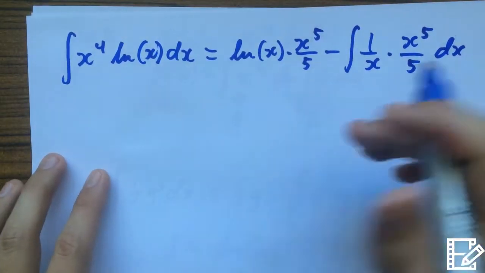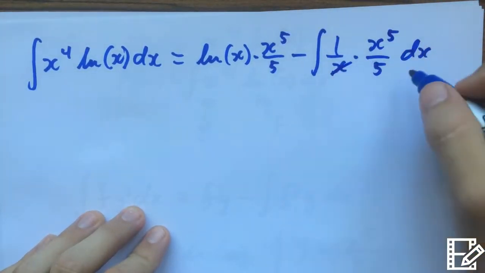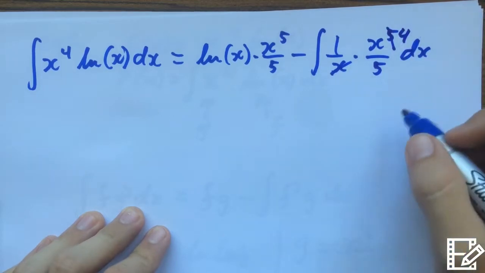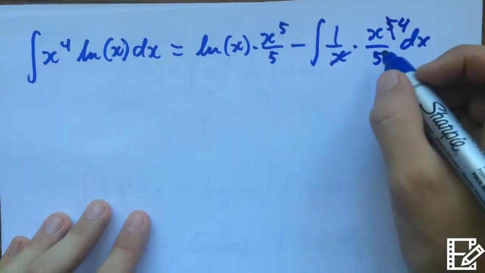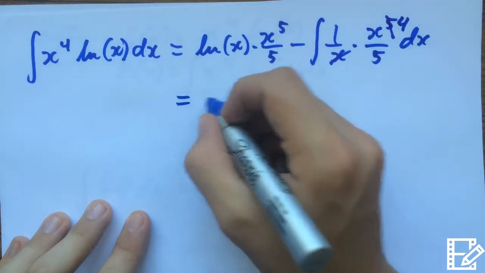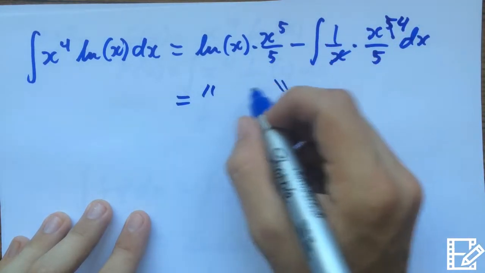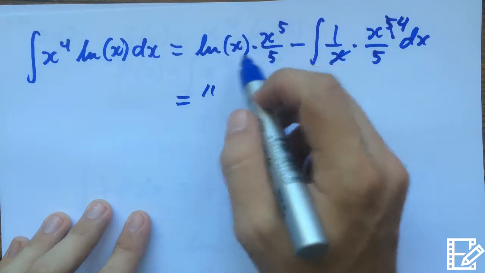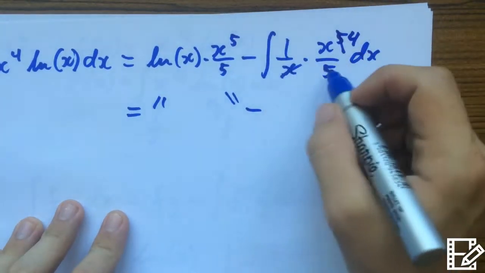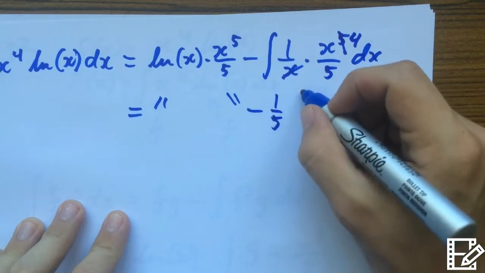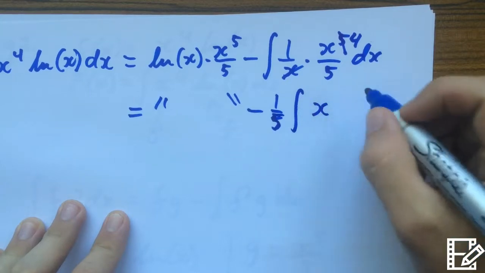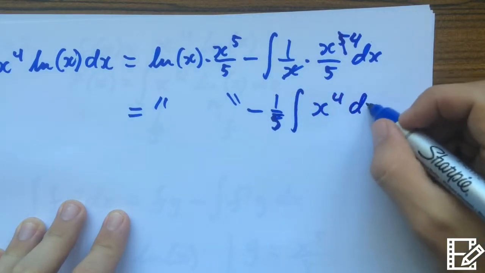Okay, so we can cancel out this x and we can cancel out one of them up here. So this will now be a 4. And this 1 over 5 will bring out the front because it's a constant. So I'm just going to use quotation marks to signify that above instead of rewriting it. Subtract the 1 over 5 integral of x to the power of 4 dx.